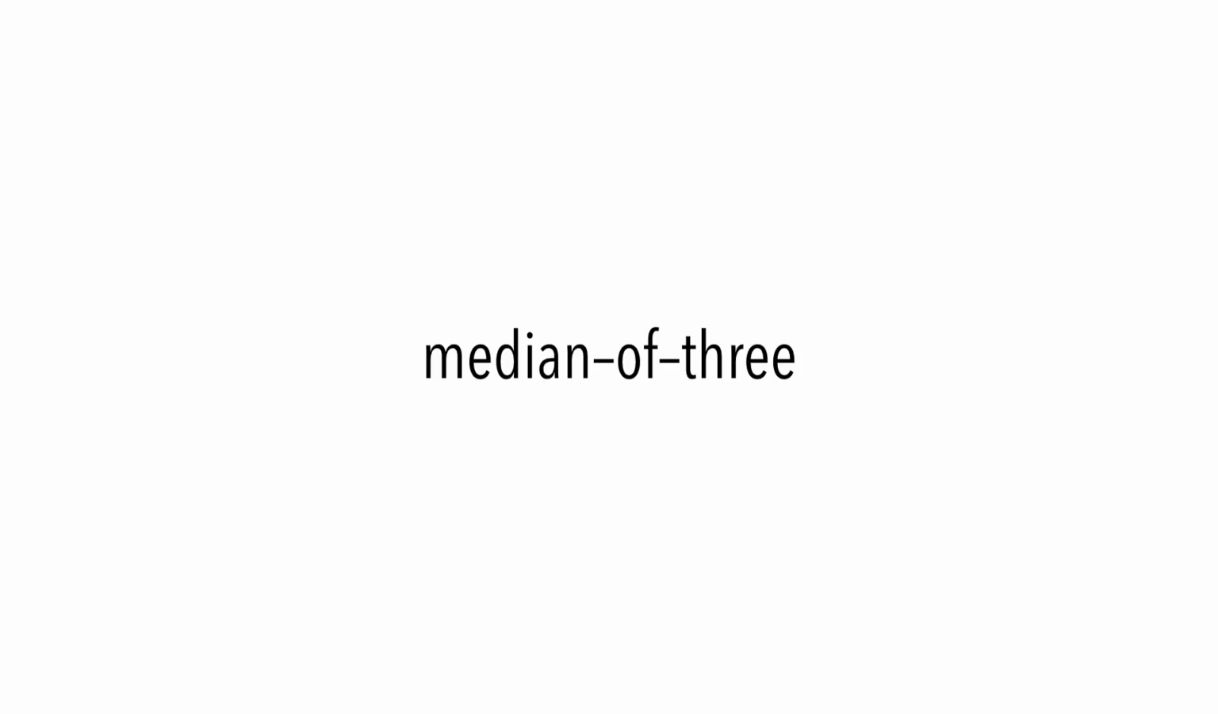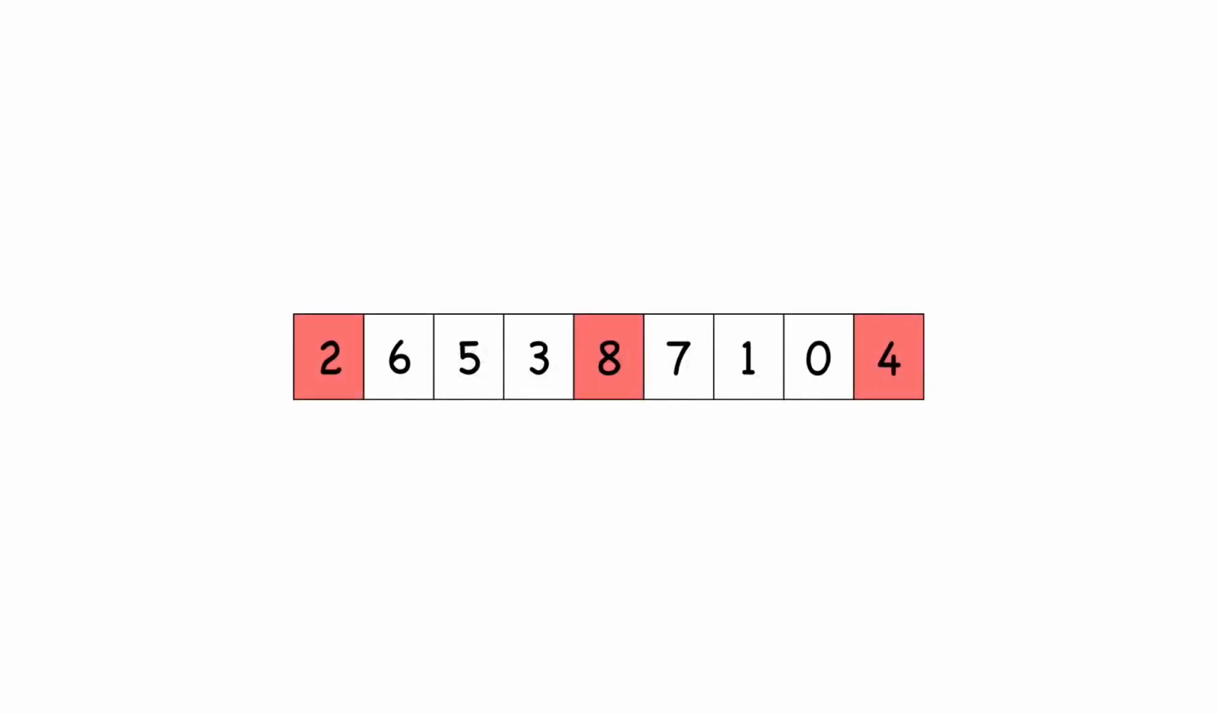One popular method is called median of 3. In this method, we look at the first, middle, and last elements of the array. We sort them properly and choose the middle item as our pivot. We're making the guess that the middle of these 3 items could be close to the median of the entire array, and as you can see, it's not too far off.